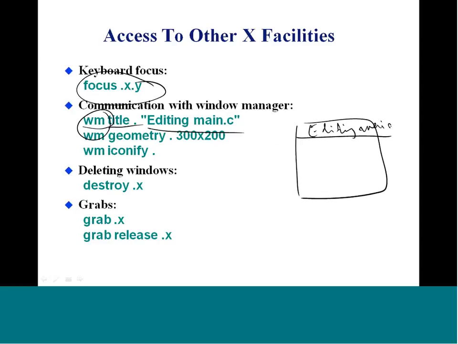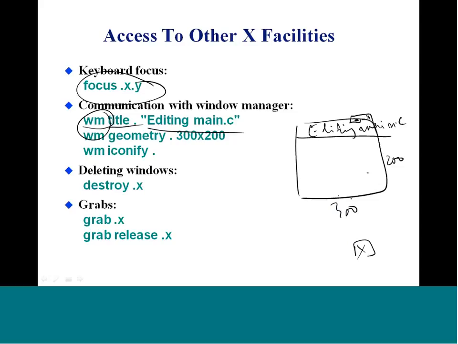main.c, and then we can also set the window manager for the geometry. So at the top level it's 300 by 200. And then we can also iconify, which basically generates those minus buttons and then the exit command. So if you minus it, then you can iconify that particular window. Those features are available for this one.